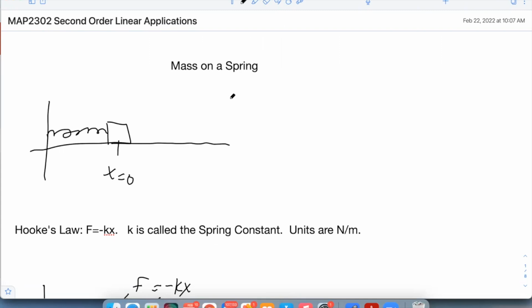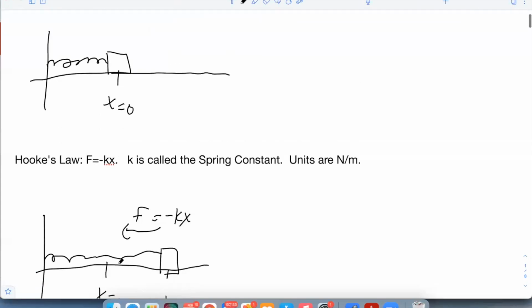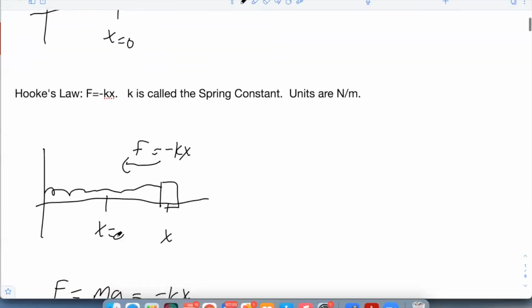Okay, so we're looking at a couple of applications of second order linear DEs. The first would be a mass on a spring. So we'll do this horizontally. I've got some mass sitting on a spring here, and right now it's at some equilibrium position. The spring is not stretched or compressed. If I then stretch the spring out from equilibrium, so X here will represent my displacement from equilibrium.